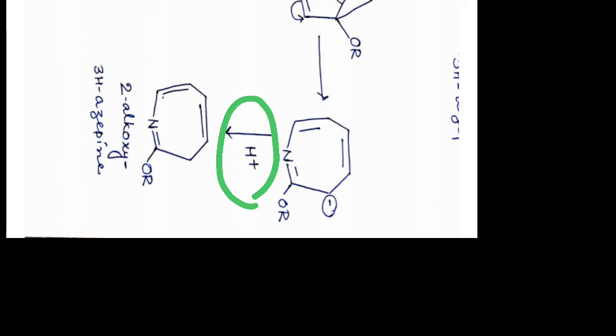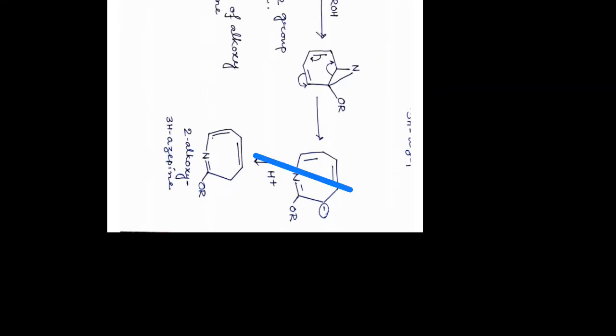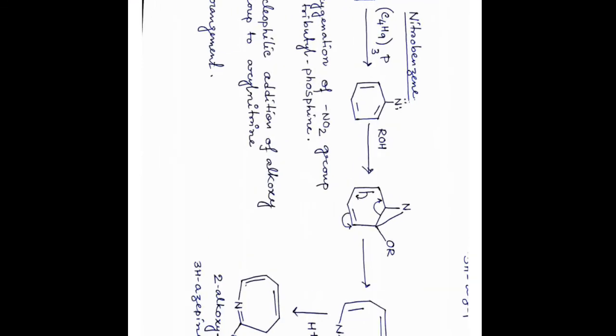Now the reaction is for the general substituents. R represents any of the alkyl groups present in the structure. In the presence of H plus ion, it is finally converted into this specific structure of 2-alkoxy-3H azepine.